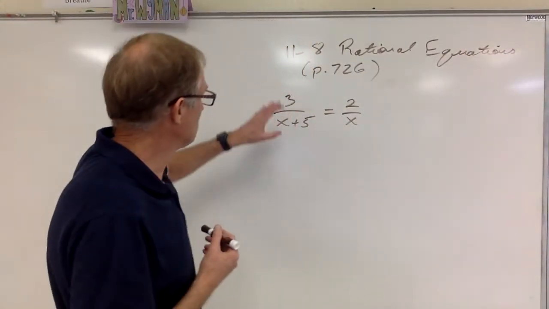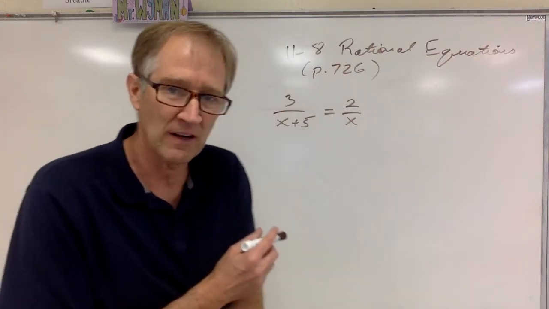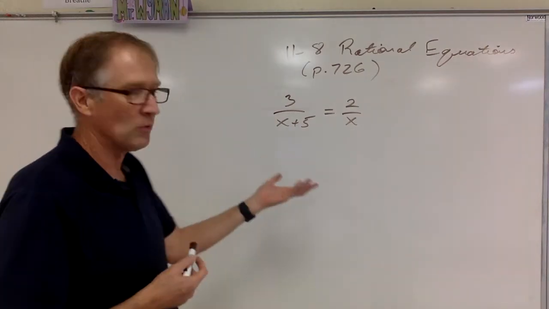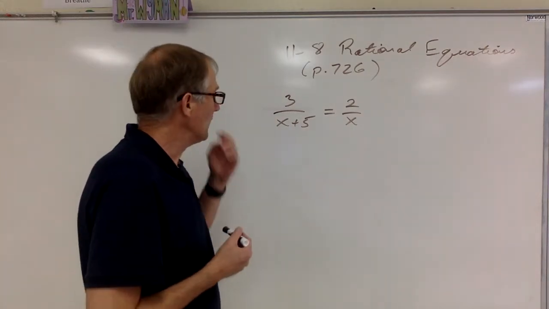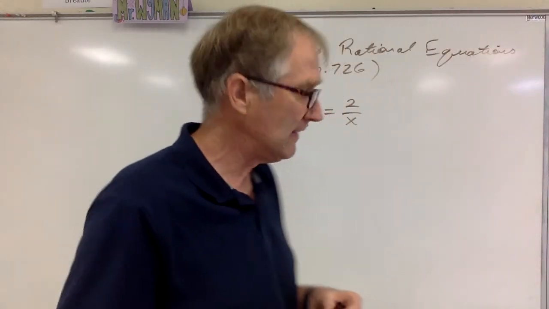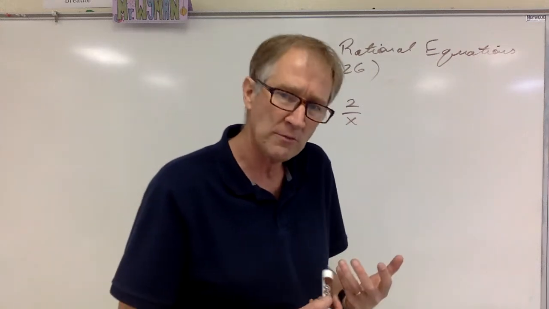So this is a rational equation. Unfortunately, x is in the denominator, and we want to isolate x. In order to isolate x in a situation like this, where the fractions are on opposite sides of the equal sign, we can just use cross products.